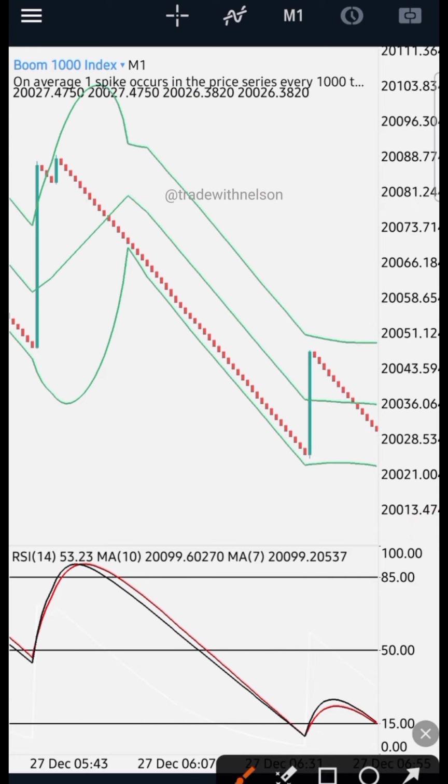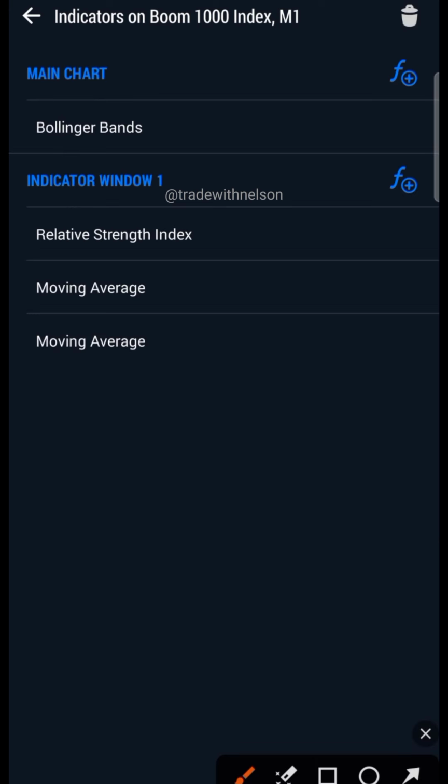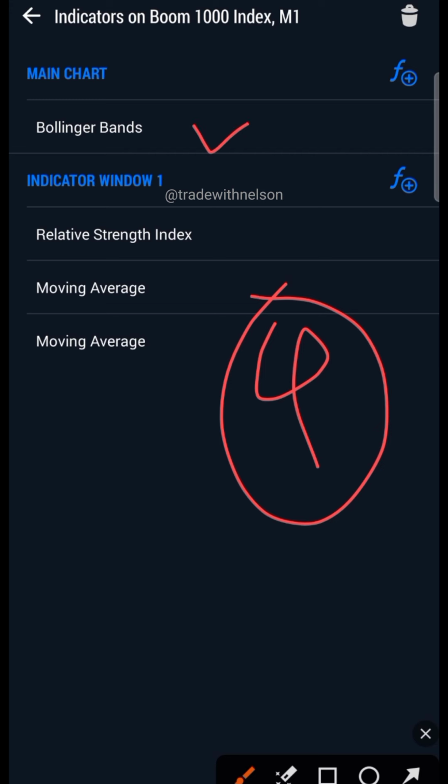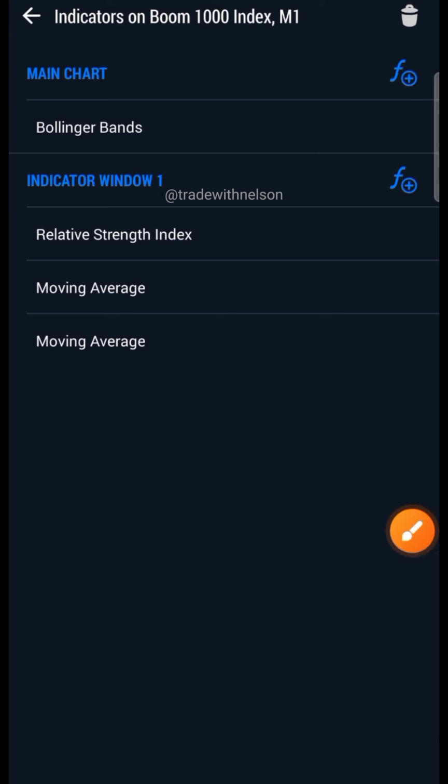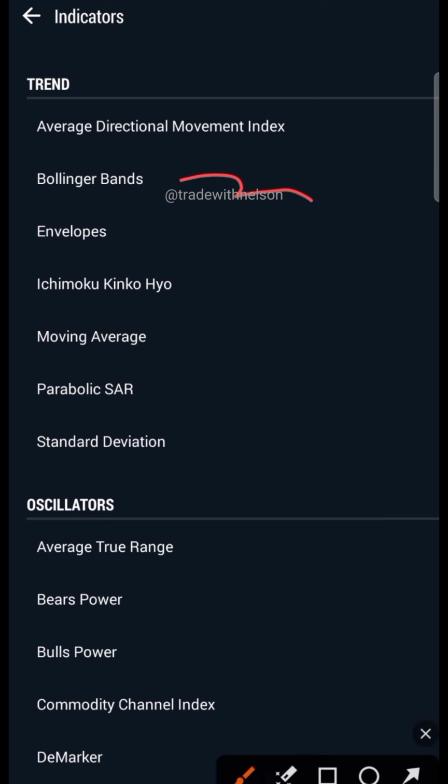To do that, click on this indicator icon over here. Like I said, I have 4 indicators. As you can see, I have the Bollinger Band, the relative strength index, which is the RSI, and 2 moving averages. To select the Bollinger Band, first thing you do is click on this F icon on the main chart. So this is your Bollinger Band.